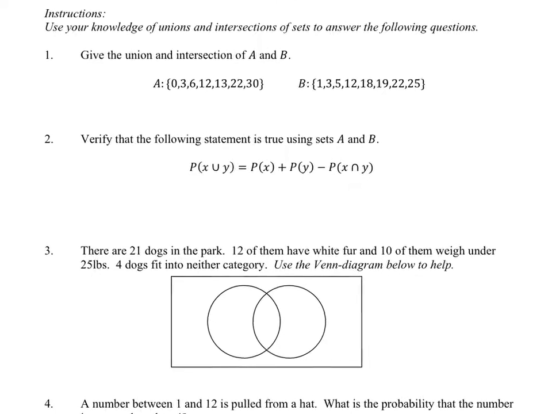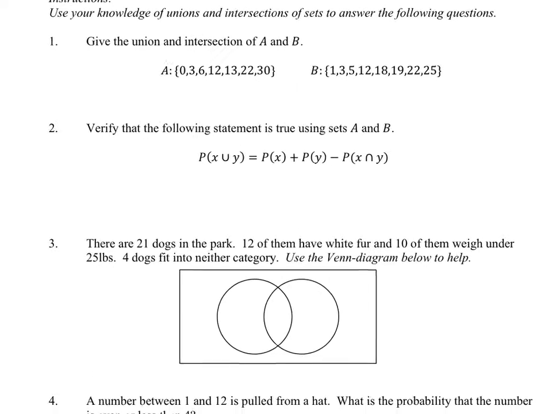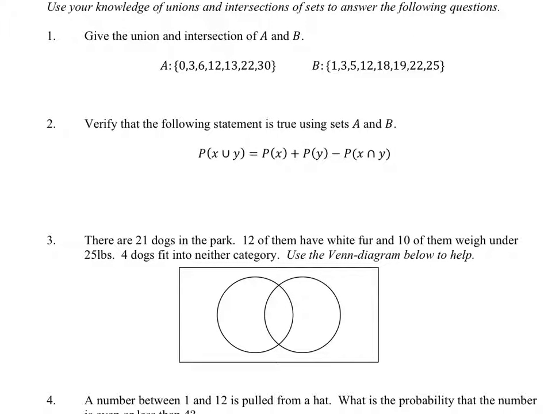We're going to use the knowledge of unions and intersections of sets to answer the following questions. The first thing we're going to do is give the union and the intersection of A and B. So let me write how we are going to note that. We'll have the union of A and B, and then the intersection of A and B.